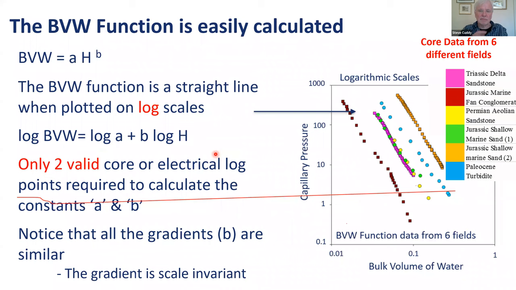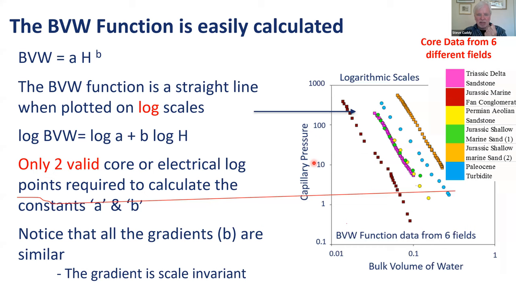Now, a little bit of maths here. The BVW is a function of height and two constants. Now that's an exponential function. You remember from your high school mathematics, if we take the logarithm of both sides, this equation turns into a linear equation. Log of BVW is this. So on our plots, we're going to plot BVW against height, which is the same as capillary pressure, in log space.